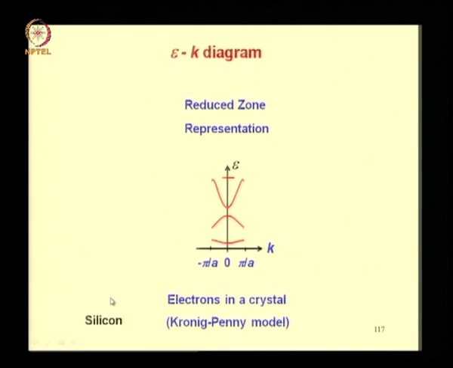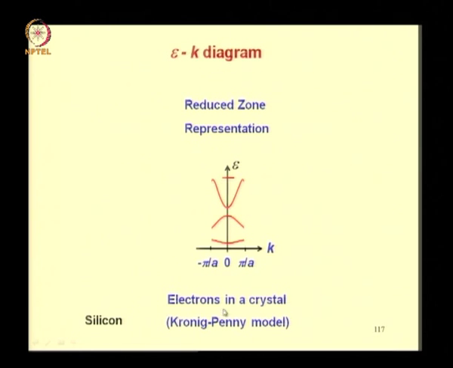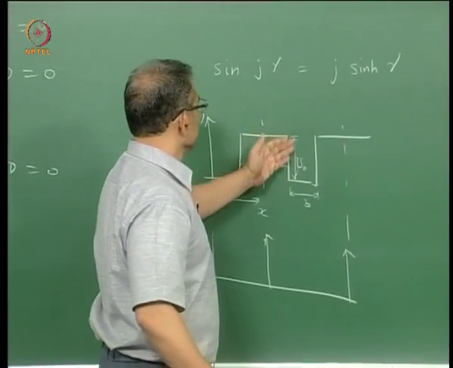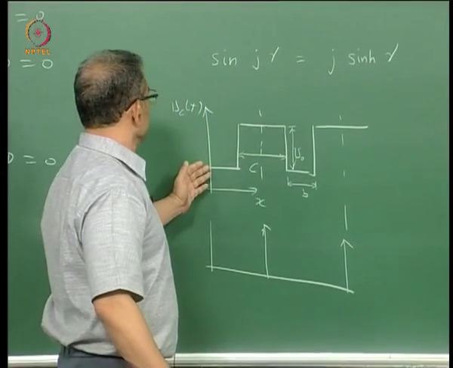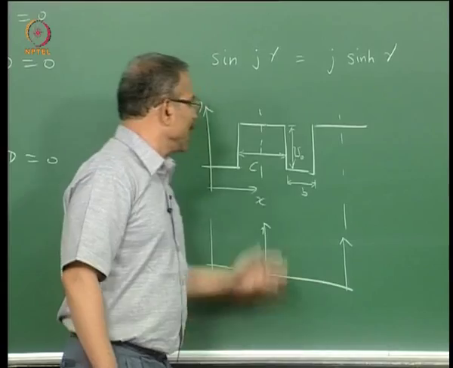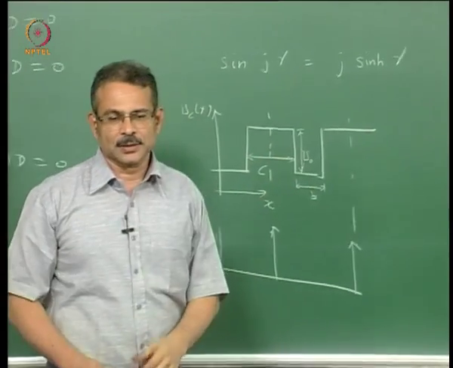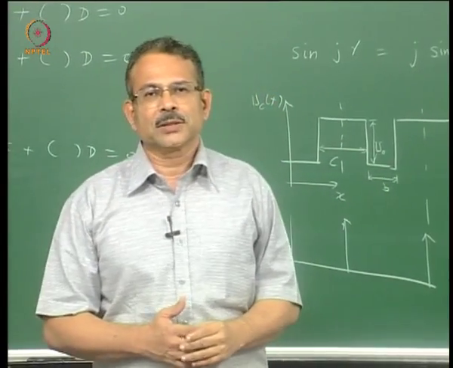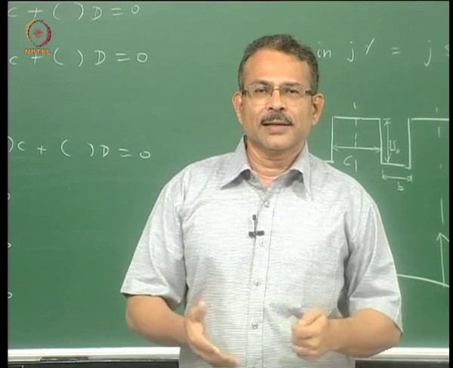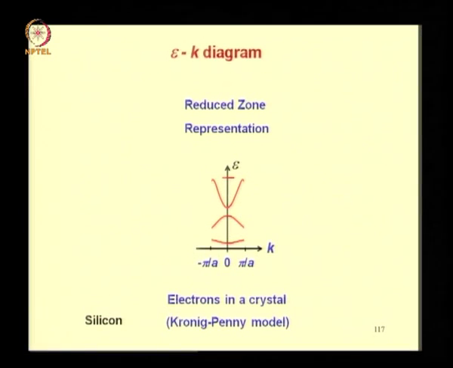Now let us consider the Ek picture for a real crystal. This was an ideal picture. The Kronig-Penney model is the ideal picture where you are assuming the crystal potential to be periodic and rectangular of this shape. Actual crystal potential is much more complex. People have done calculations for various real crystals. Let us look at the calculations for silicon. How do they look?